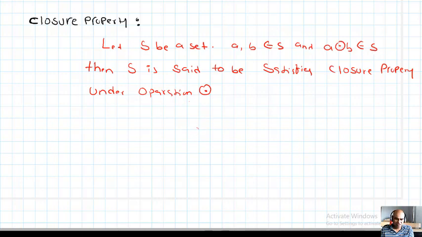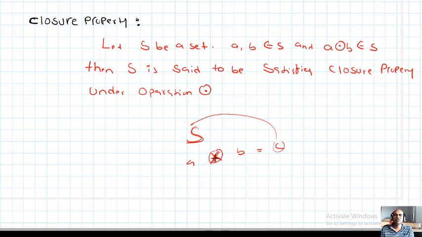So I will explain. S is a set. A is one element of the set, B is another element of the set. Add them and you get a new element C. If this new element C is also in S, we can say that S satisfies the closure property under the operation plus. Or if you take the operation times, A is one element of S, B is another element of S, multiply them, and you get another element C which is also in S, then you can say that S satisfies the closure property under the operation times.